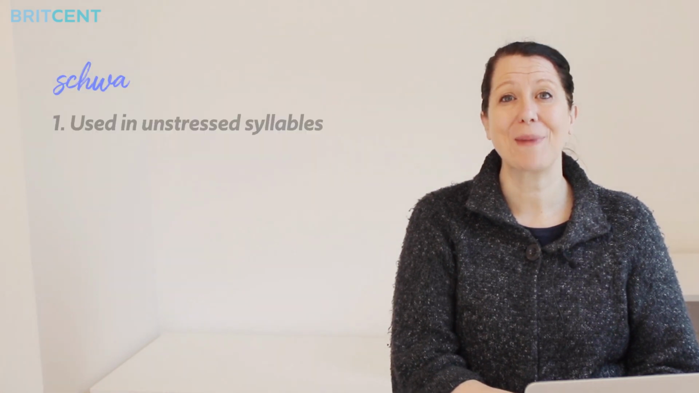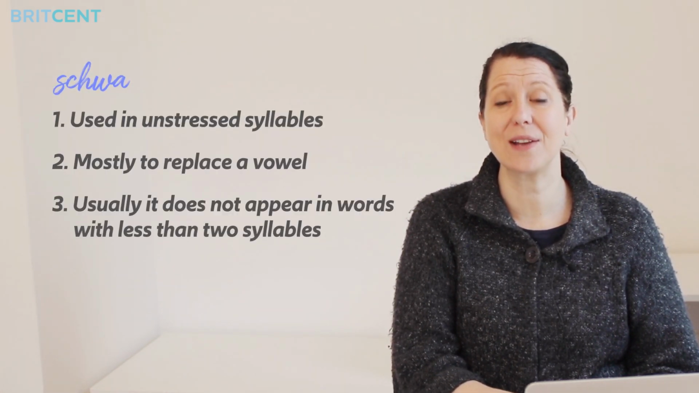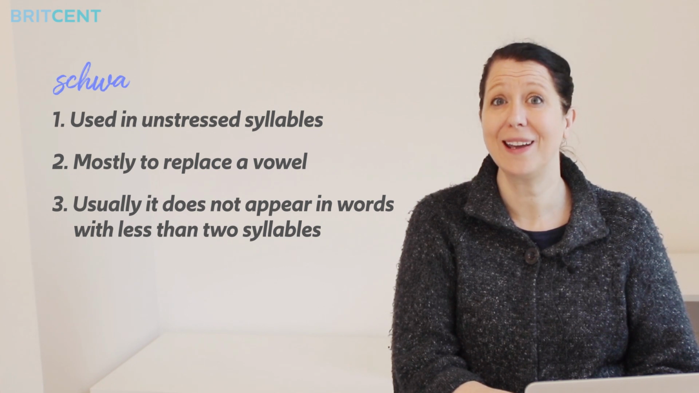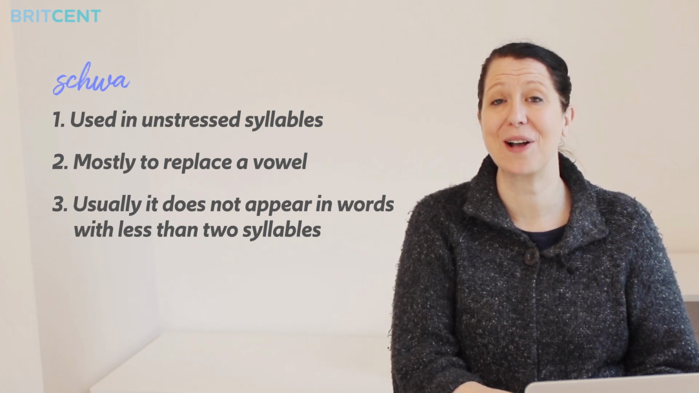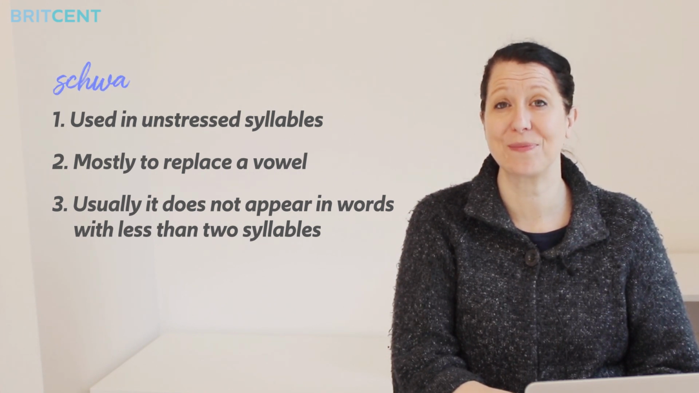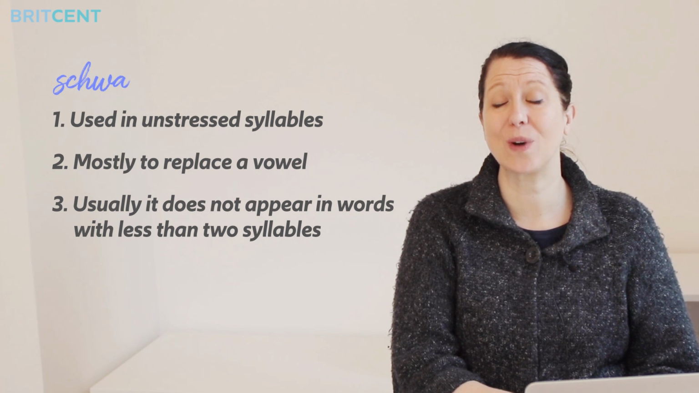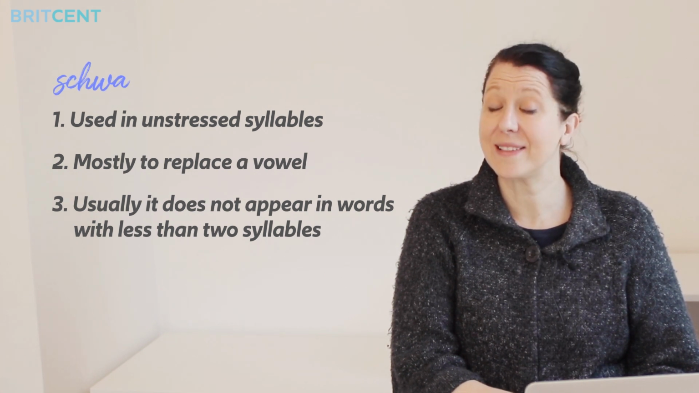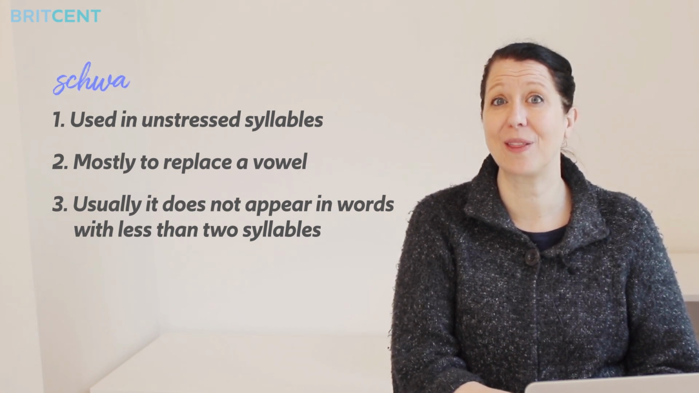So, what are the rules for the schwa? Basically, the schwa is used in unstressed syllables, usually, and usually to replace a vowel sound. Most of the time it doesn't appear in words with less than 2 syllables. We use the schwa to make words easier to say and to highlight the stressed syllable in the word.